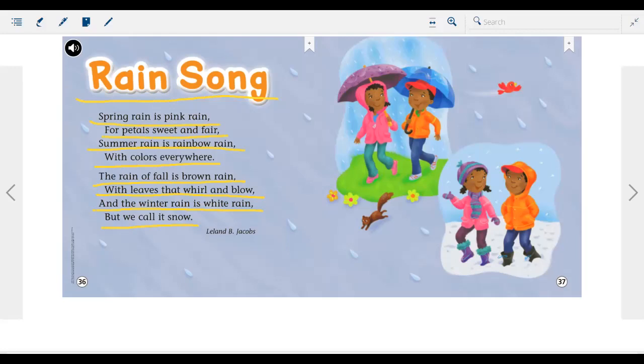What season is mentioned first in this poem? Spring. They mention spring first. Which season comes after the fall? They mention spring. They mention summer. They mention fall. So what comes after fall? Winter.